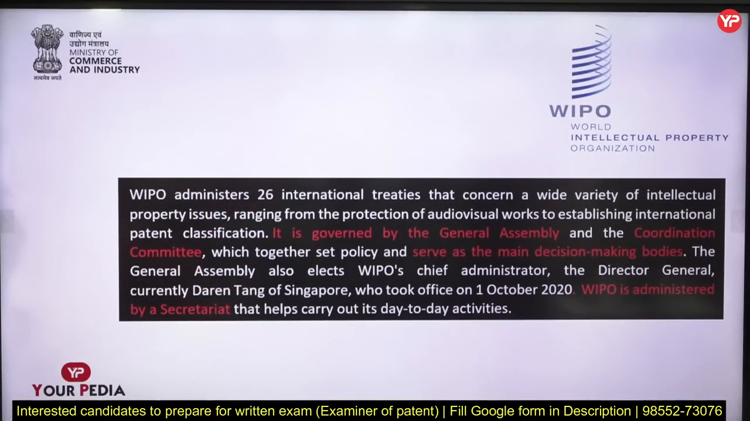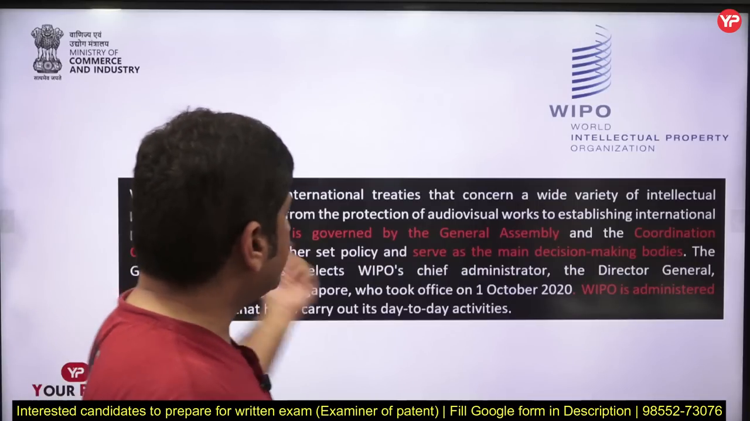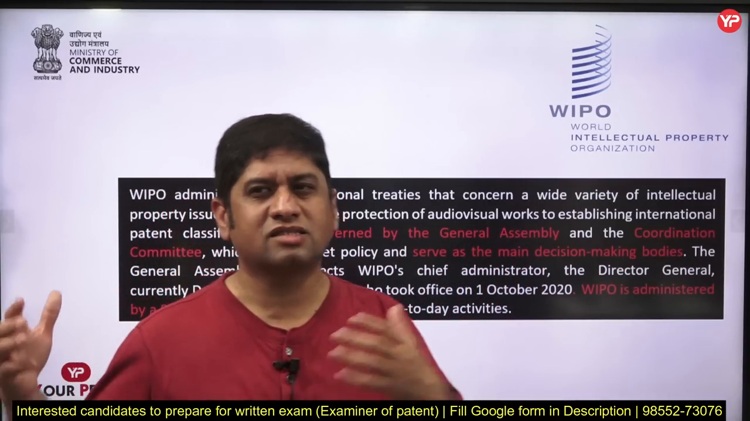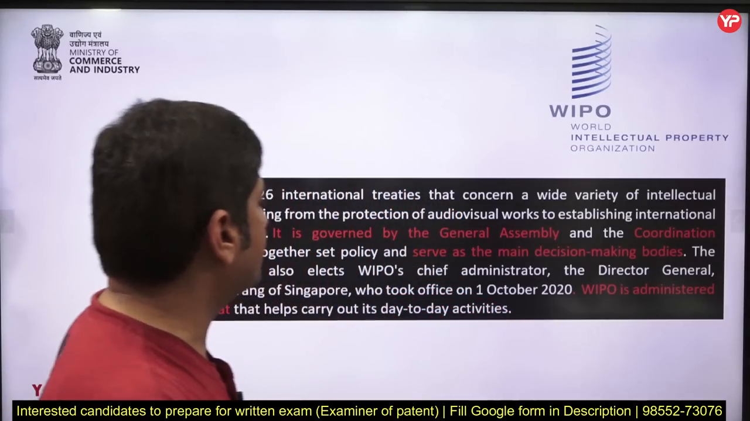Now WIPO, eventually, there are a lot of international treaties. So there are 26 international treaties which WIPO administers. And there are so many intellectual property issues, starting from individual work to international patents. And a very important thing is that this entire thing is governed by the General Assembly. As you know, every executive body has some kind of assembly. Like in India, the Council of Ministers listens to Parliament. In the United Nations there is a General Assembly and the United Nations Security Council. Similar to that, WIPO has a General Assembly.